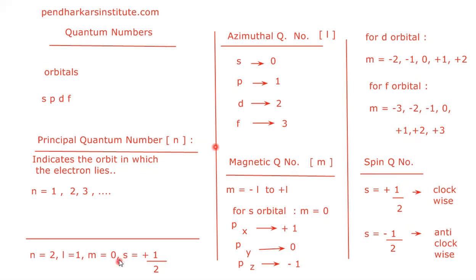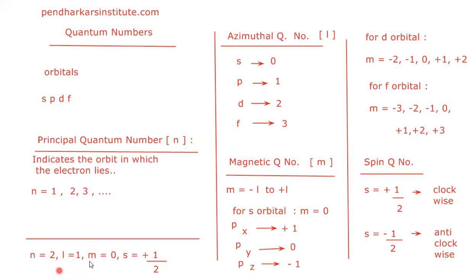Now let us look at this example. For an electron, if a set of four quantum numbers are given like this, we have to designate that electron, means tell that electron is in which orbit, which orbital, and it will be spinning in what direction. Look at this: n equal to 2, l equal to 1, m equal to 0, s equal to plus half. So four quantum numbers like these would be present for each electron in an atom. So a unique set of these quantum numbers are present for each electron in an atom.